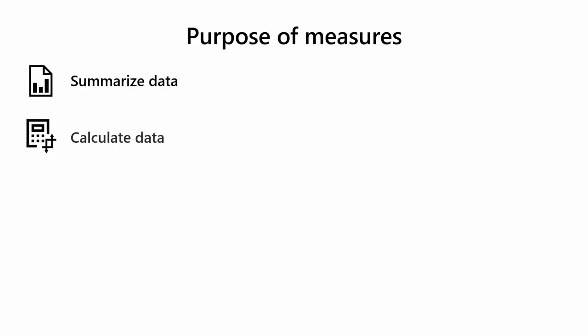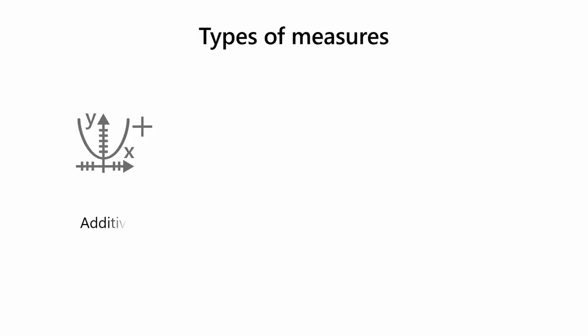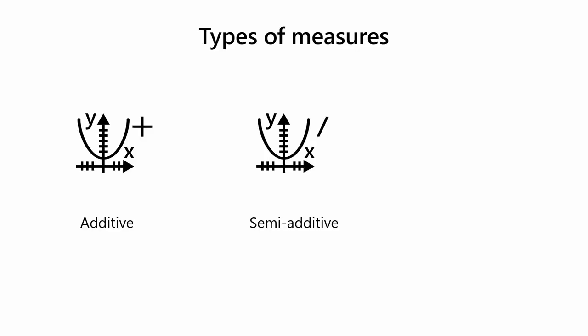Measures are essential for performing quantitative analysis and deriving meaningful insights from the data. They provide a way to summarize, calculate, and compare data across various dimensions based on specific criteria and business requirements. Measures can be categorized into three types: additive, semi-additive, and non-additive. Let's explore these types of measures in more detail.